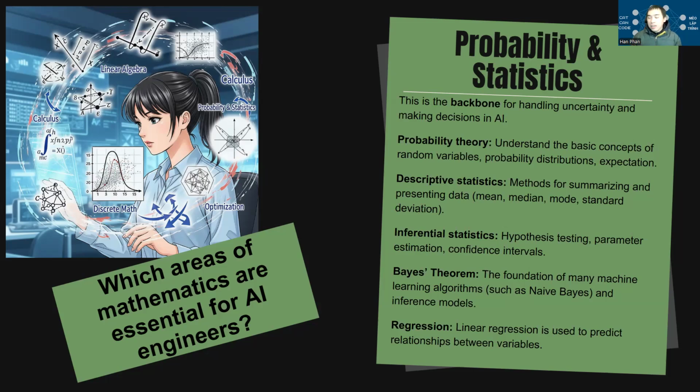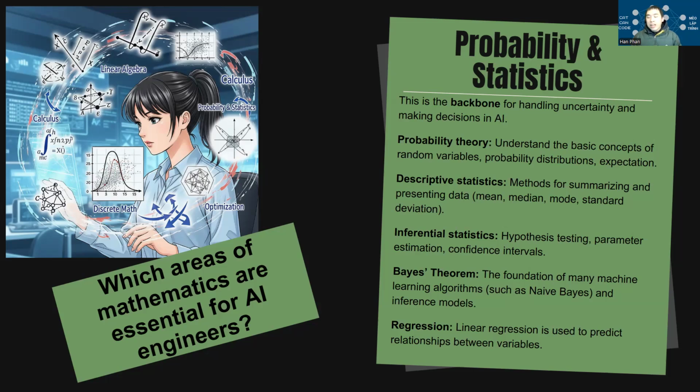Descriptive statistics is also very important for understanding, summarizing, and representing the data: mean, median, mode, standard deviation. Inferential statistics includes hypothesis testing, parameter estimation, and confidence intervals. It will help you perform some form of inference on the data, which is also essential for the AI system. The next thing is Bayes' theorem. This is the foundation of many learning algorithms, such as Bayesian inference models in AI.